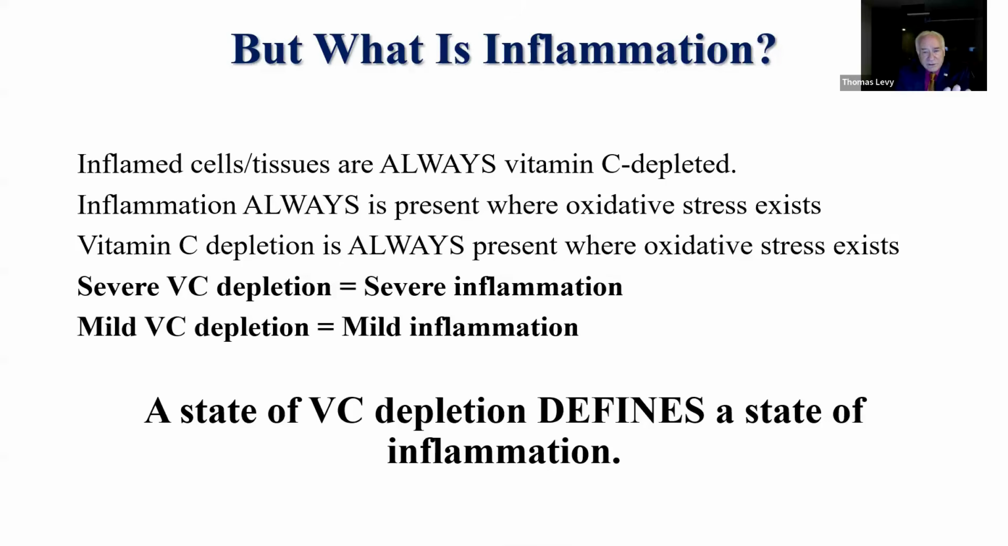Inflammation always is present where oxidative stress exists. Vitamin C depletion is always present where oxidative stress exists. So when you have severely inflamed tissue, you have a severe vitamin C depletion in that tissue. When you have mild inflammation, you have a mild vitamin C depletion. But bottom line in big print, a state of vitamin C depletion defines the state of inflammation. They're one and the same.